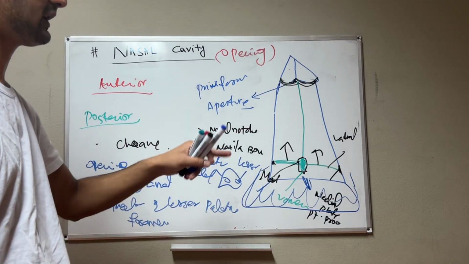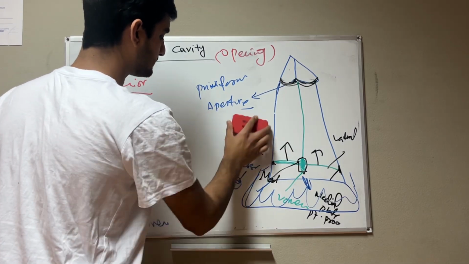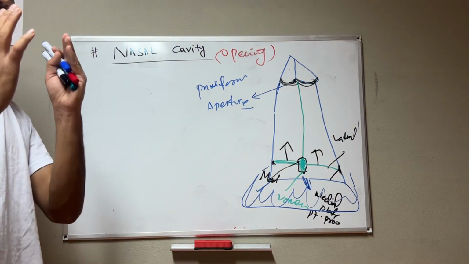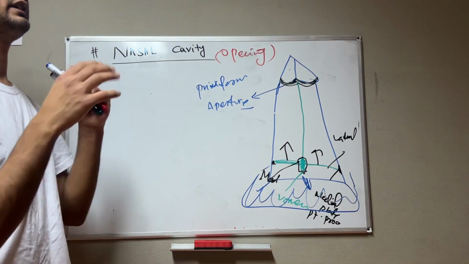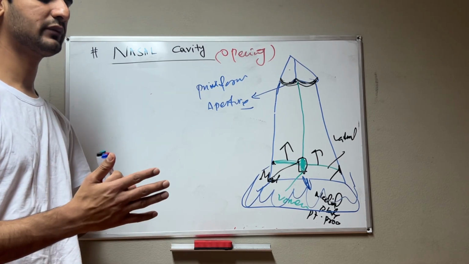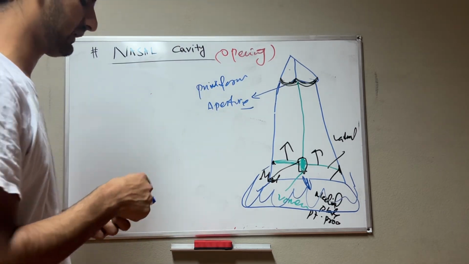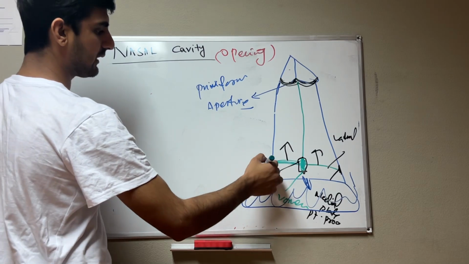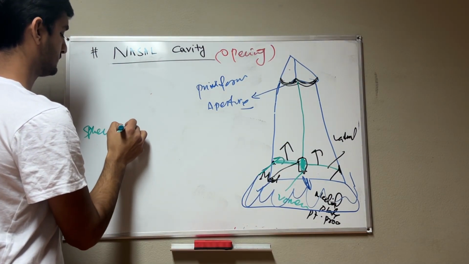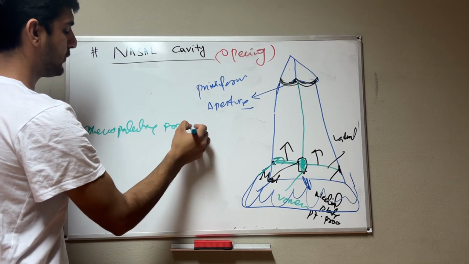Anterior and posterior we discussed the piriform aperture and choanae. There is one more opening in the nasal cavity. If you remember when we discussed the pterygopalatine fossa, inside the pterygopalatine fossa we have the sphenopalatine foramen, and the pterygopalatine fossa connects with the nasal cavity by the sphenopalatine foramen. The sphenopalatine foramen is also an opening in the nasal cavity.